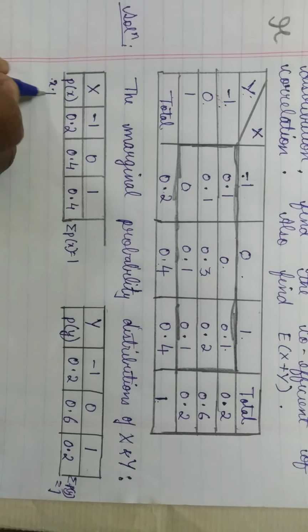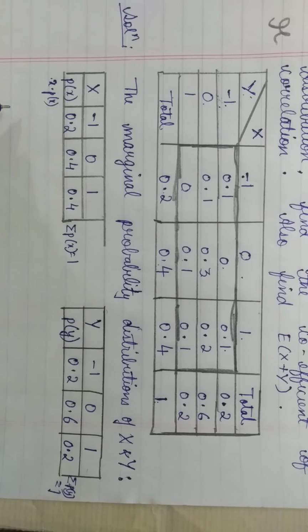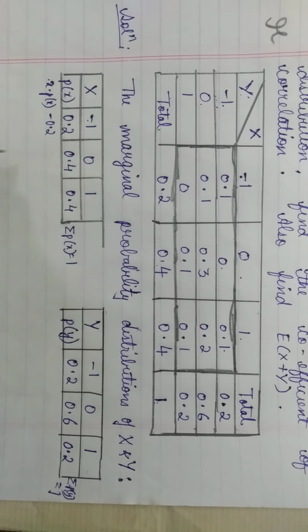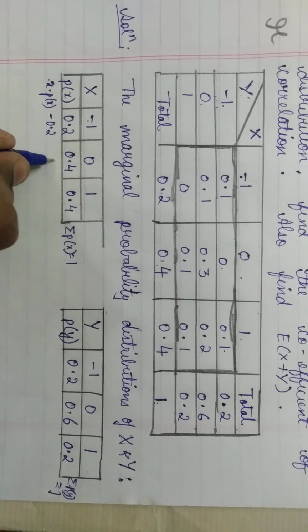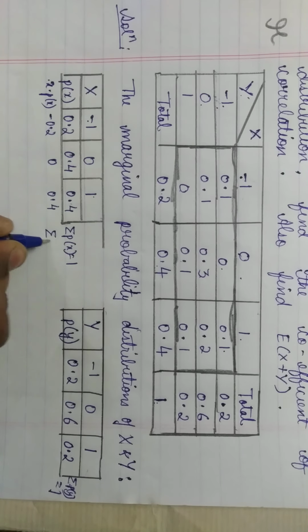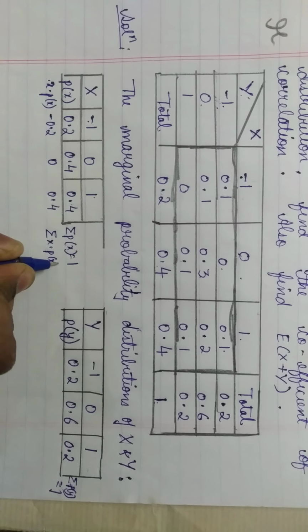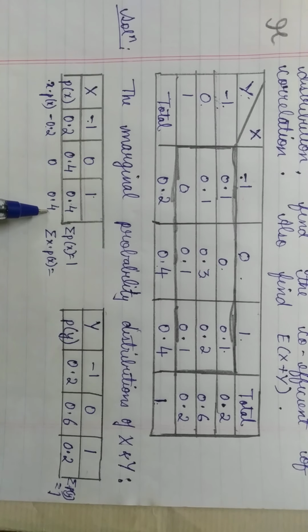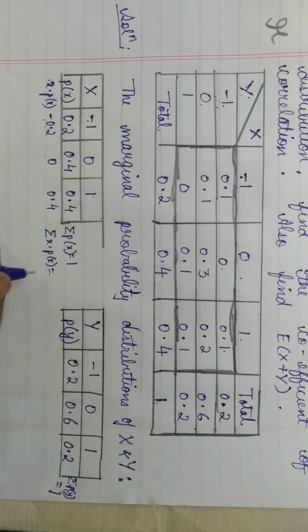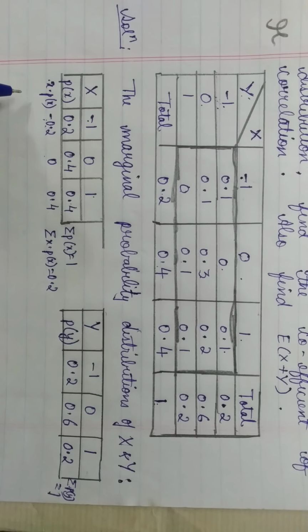X into P of x. So -1 into 0.2 is -0.2, 0 into 0.4 is 0, 1 into 0.4 is 0.4. So what is summation x into P of x equal to, the total of all this? We are finding x into P of x, that is the expectation of x. So -0.2 plus 0 plus 0.4 is 0.2.